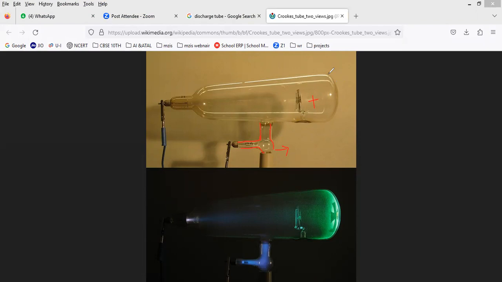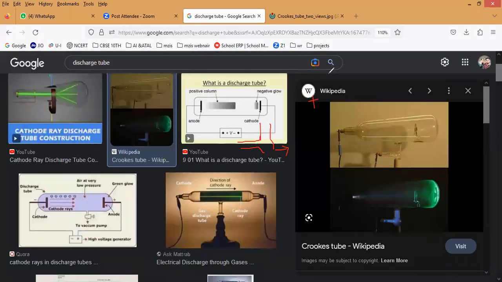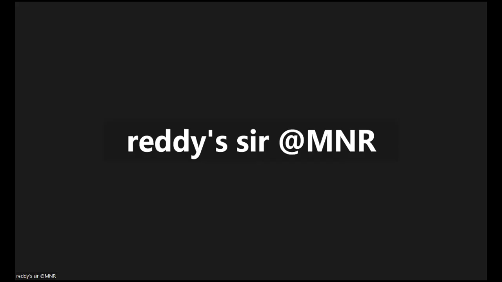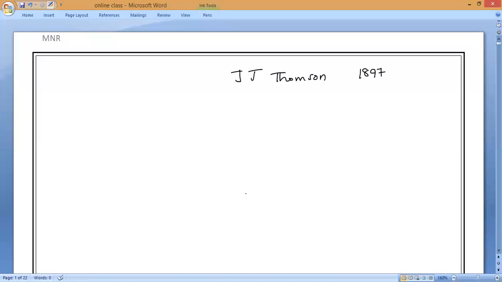Understand, everybody? Now let us understand how J.J. Thomson conducted this experiment and the ways we analyze the properties of cathode rays. What do you mean by cathode rays? Electrons or protons? We will say electrons. Now we will see how it happened. Please allow me to show the experiment conducted by J.J. Thomson.